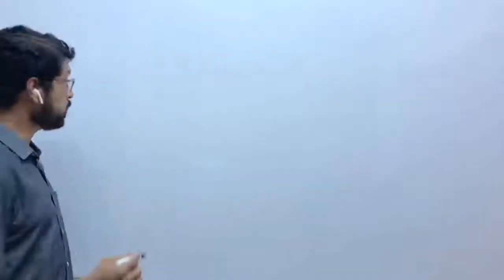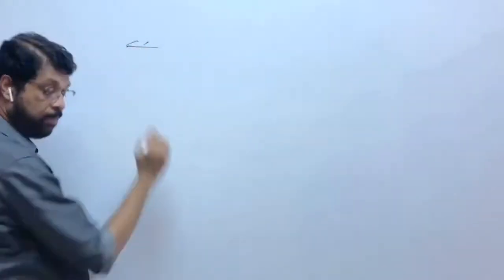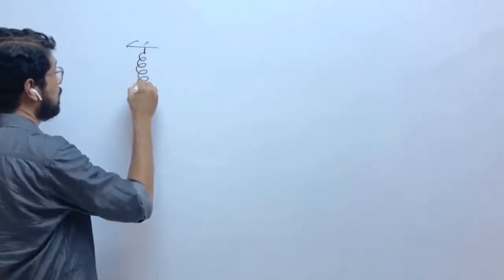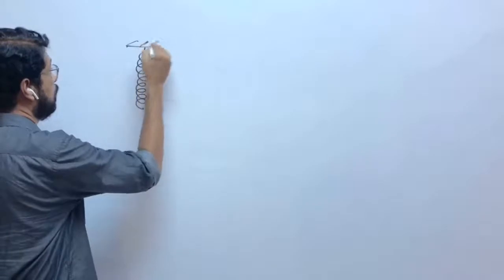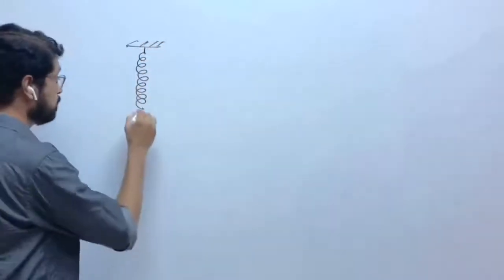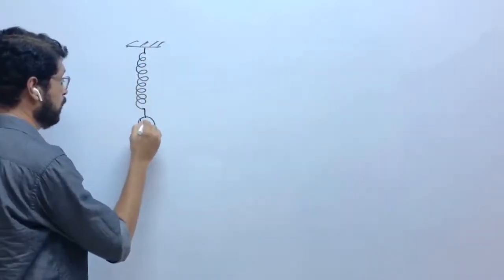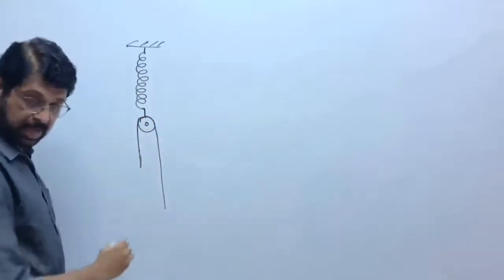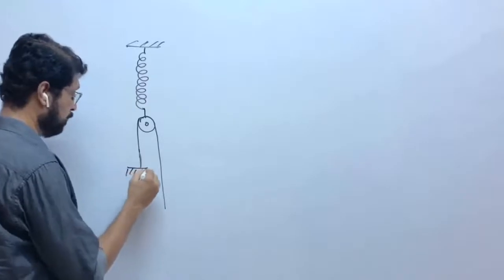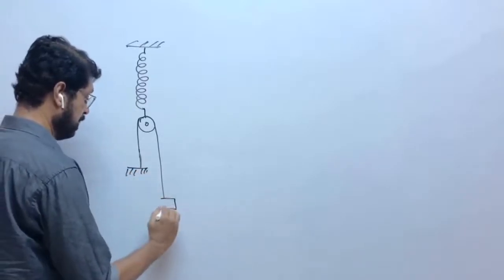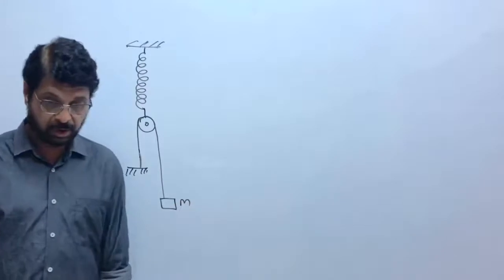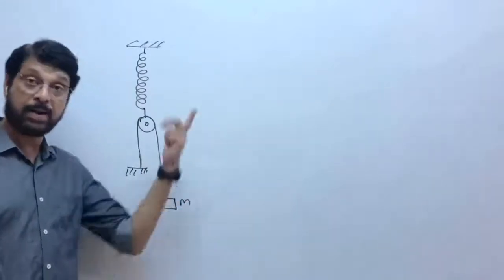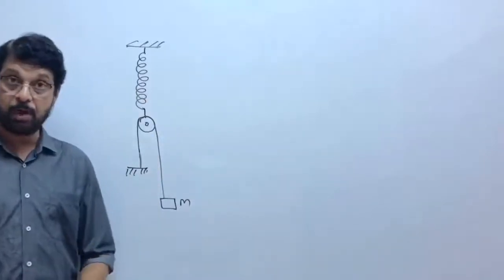So in the question, the diagram given is a spring attached to a fixed support. This spring is connected to a pulley which carries a string. On this side, the string is fixed, and the other side is connected to a body of mass M. If this mass M is pulled and left, you have to find the period of oscillation.